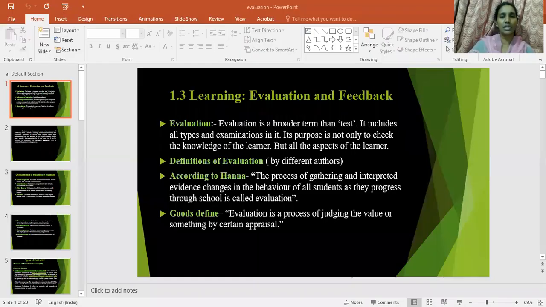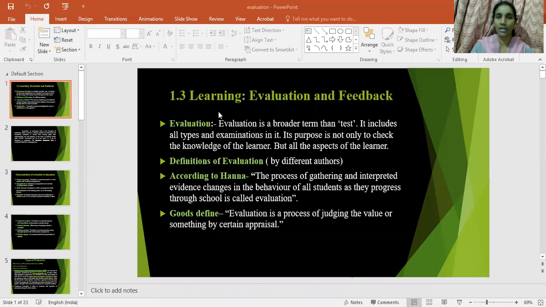Hello students. Today we are going to start the third point, that is 1.3. Yesterday we have already discussed 1.2, regarding inputs for the learning teaching system. And today we are going to study the further point, that is 1.3, which is already displayed in front of you. That is 1.3, learning, evaluation and feedback.